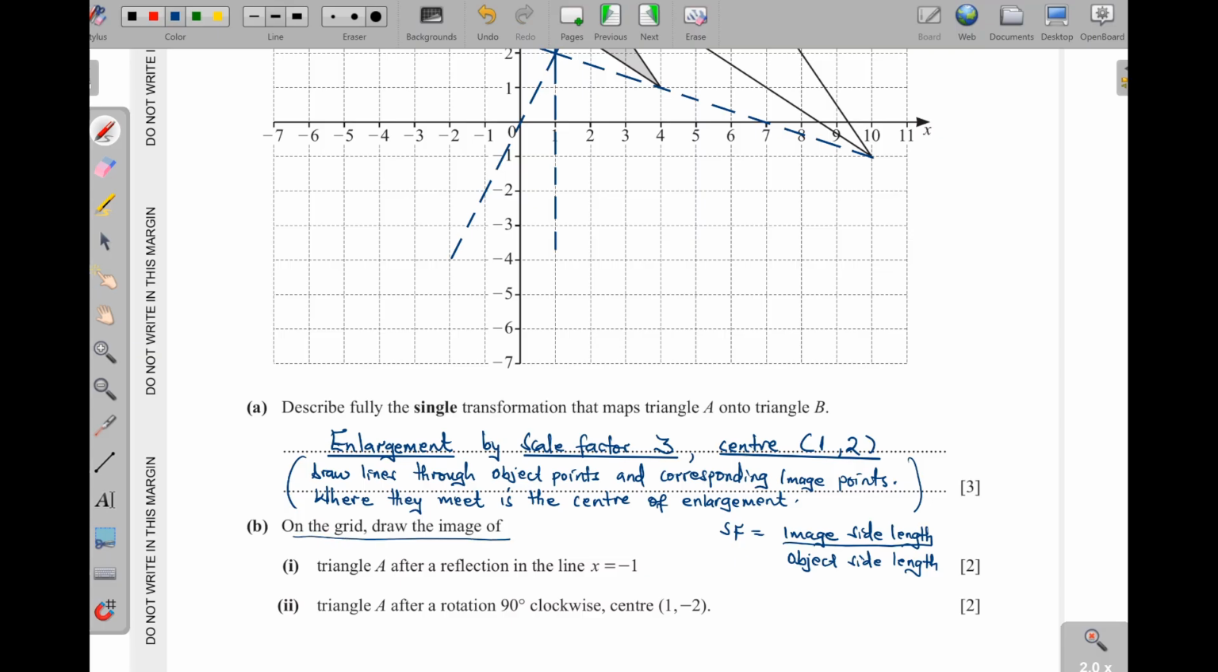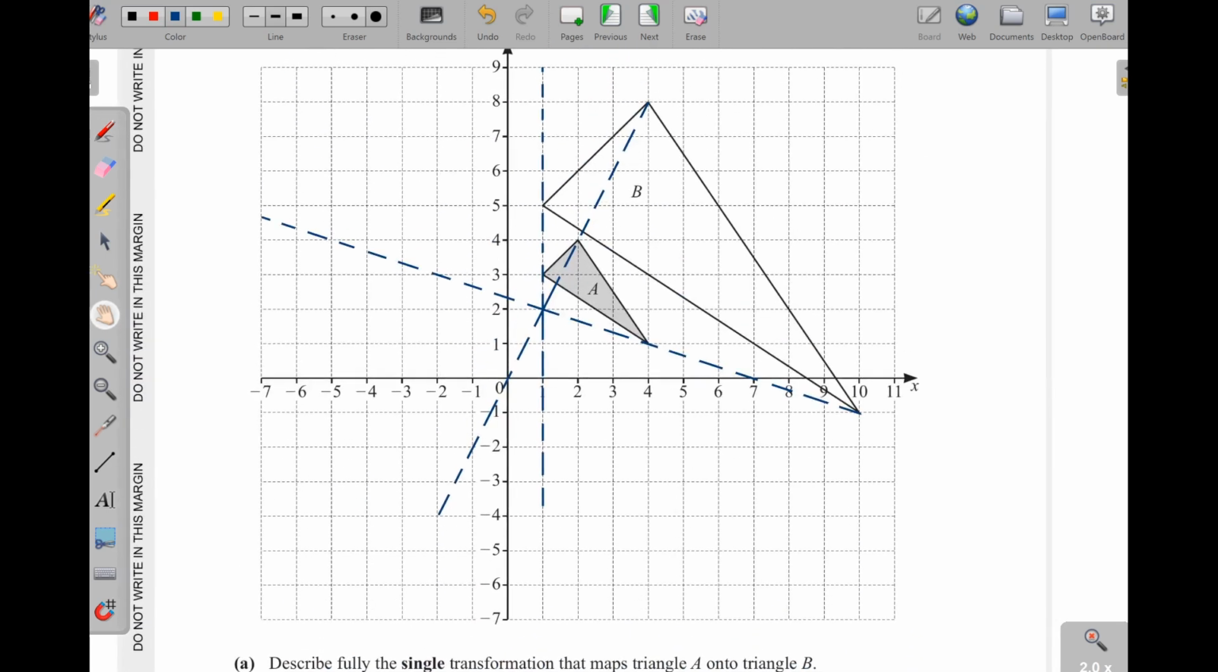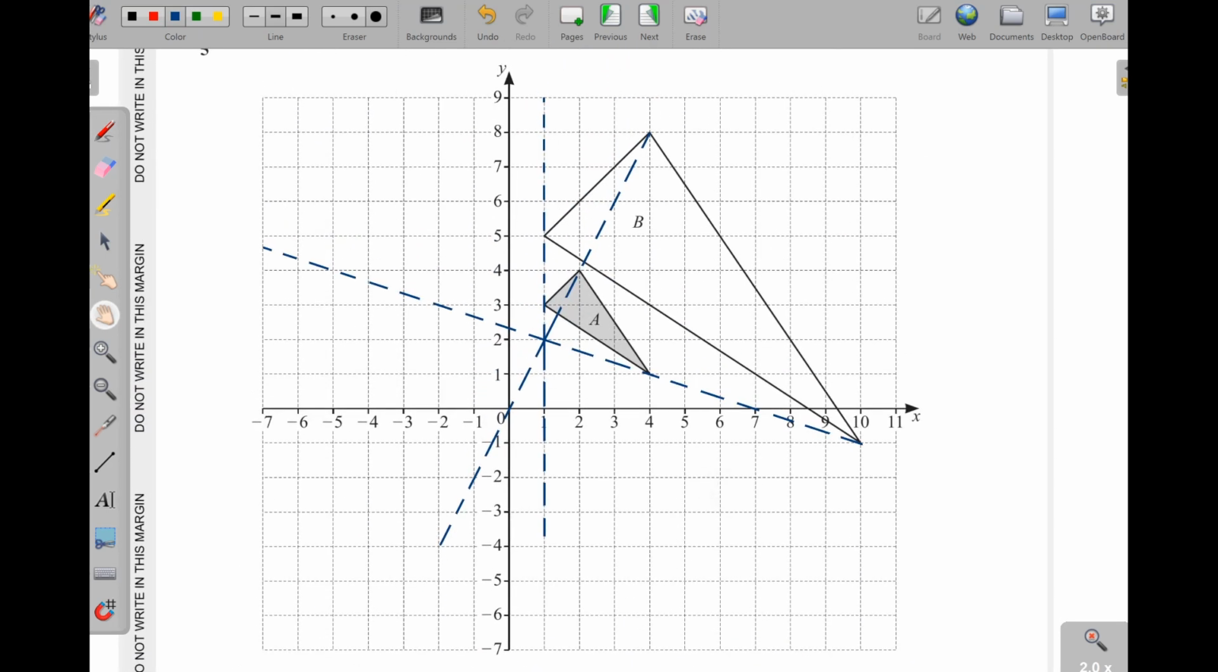Next, part B. On the grid, draw the image of triangle A after a reflection in the line x = -1. So here the object and the image must be equidistant, equal distance, from the middle line x = -1. So you need to first draw that line, x = -1.